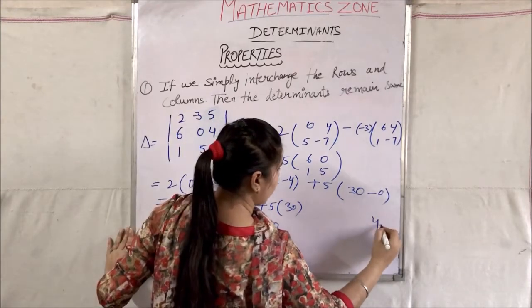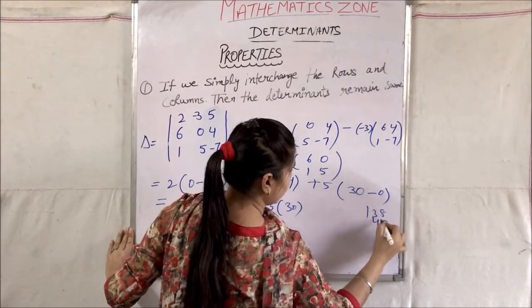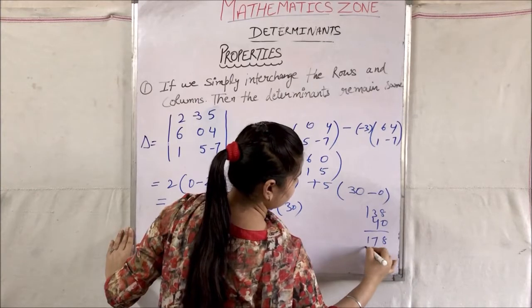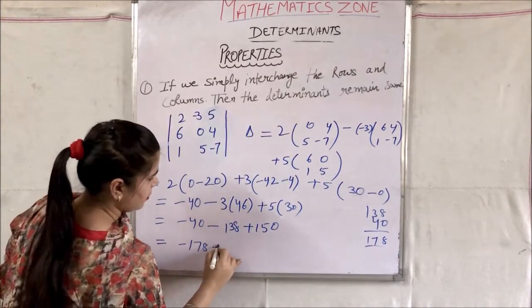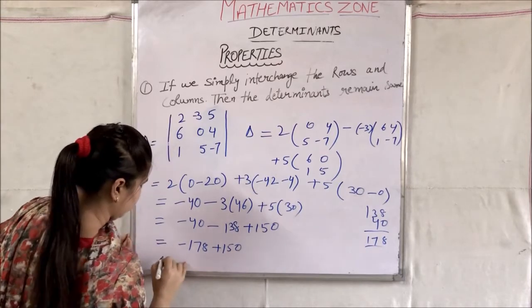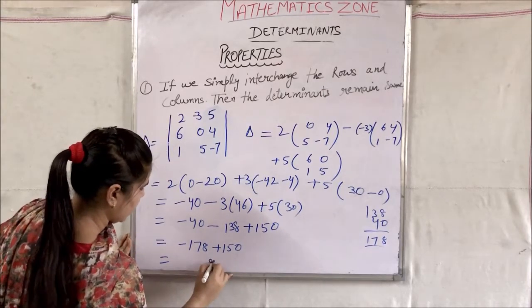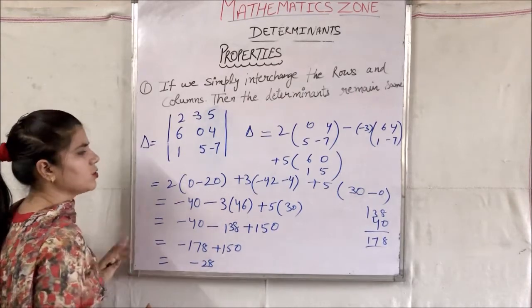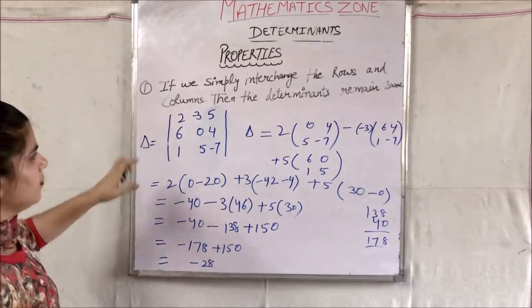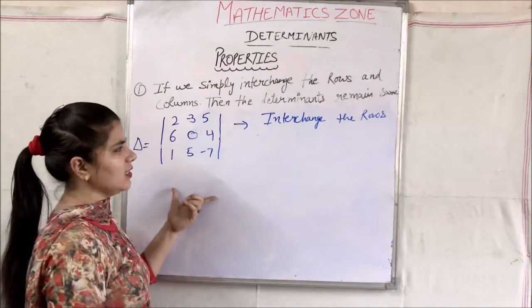So we will add 138 and 40, 178 with negative sign plus 150. This will give you 8. So minus 28 is the determinant. Now let's interchange the rows.